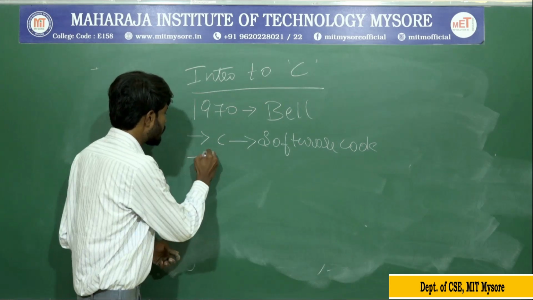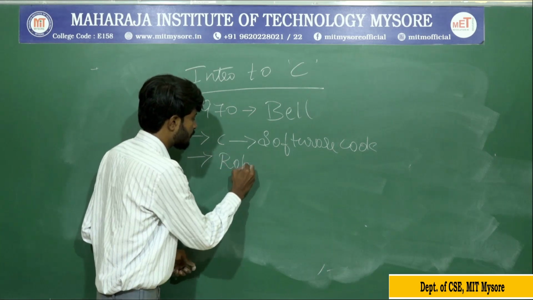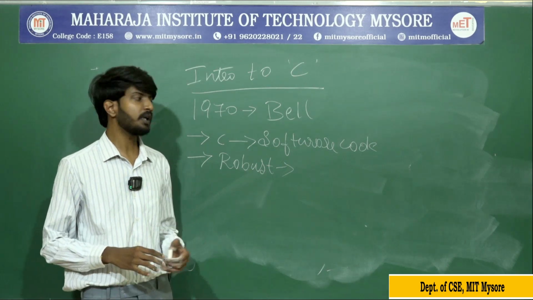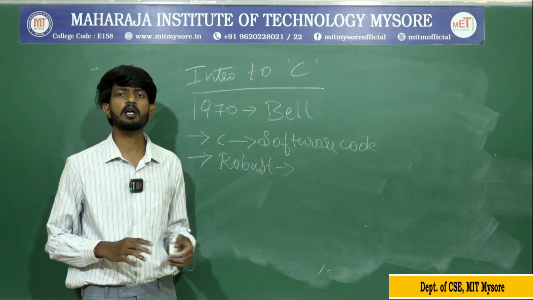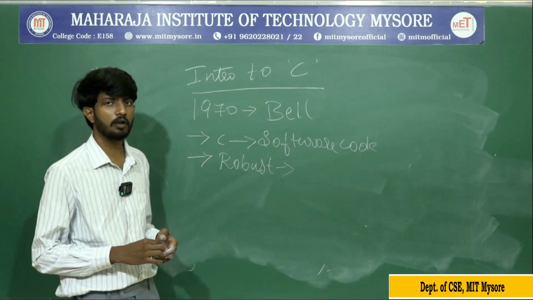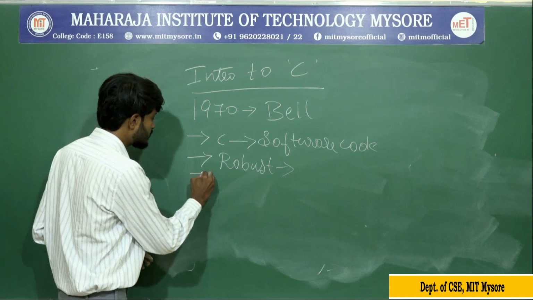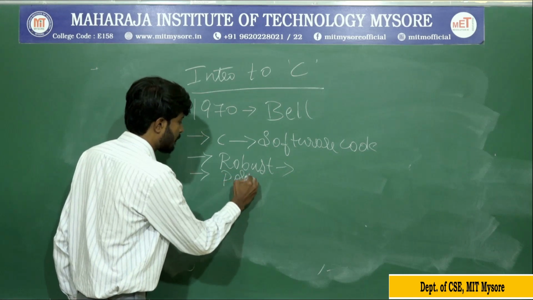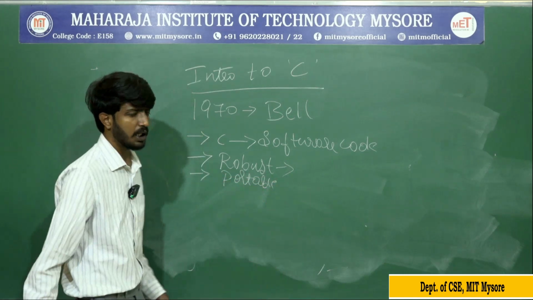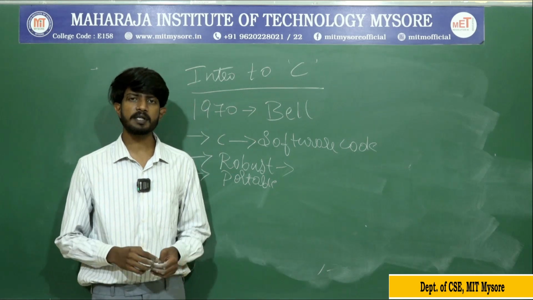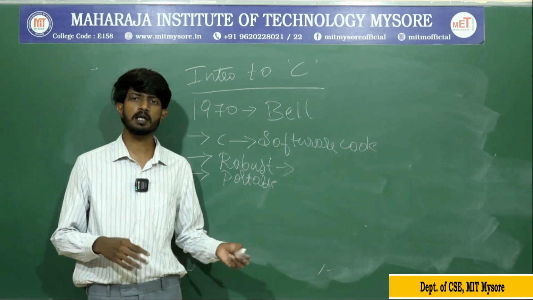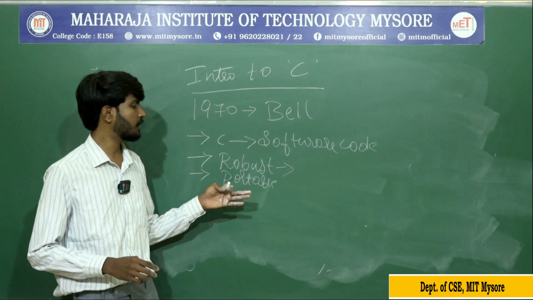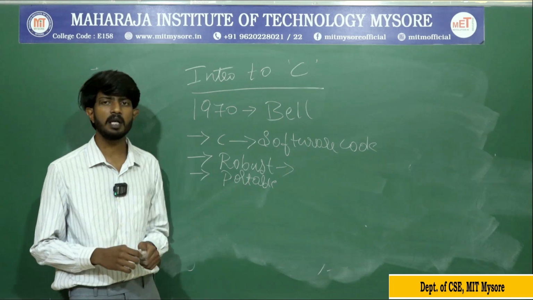C programming is very robust. Since there are many inbuilt functions, we can use C programming to do complex processes. That's why we are going to use C programming. Next, C is portable. Portable means it can be run in Mac OS, in Windows OS, in Ubuntu, Linux. So that's why we call C a portable language.